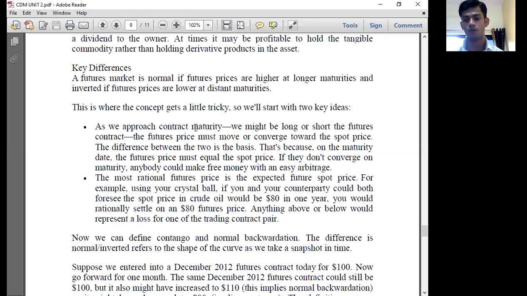Future price means you decide on the deal that in the future you will get the goods for $80. In the future you must pay $80 as per the contract. If the rate increases from 80 to 85, it is not in your contract. Anything above or below would be a loss relative to the trading contract price. Whatever the rate increases or decreases is a loss for you.